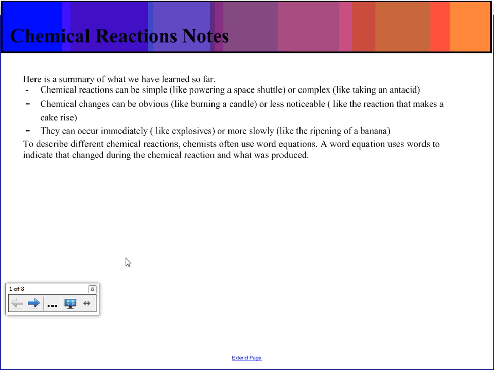To describe the different chemical reactions, chemists often use word equations. A word equation uses words to indicate what changes during the chemical reaction and what is produced.